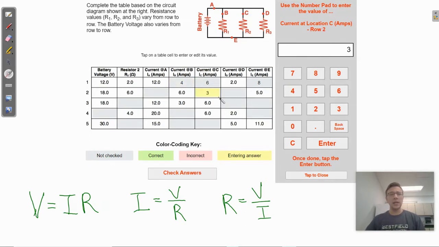Now, it has not given us branch D this time, but it did give us how much current is at point E. Remember that point E is a combination of C and D. So if we know that there are 5 amps at point E, there's only 3 in branch C. That means there must be 2 amps in branch D. Then all we need to do is add up B, C, and D, and that's going to give us our total current here. So 6 plus 3 is 9, plus 2 is 11. That means there must be 11 total amps of current in this circuit.